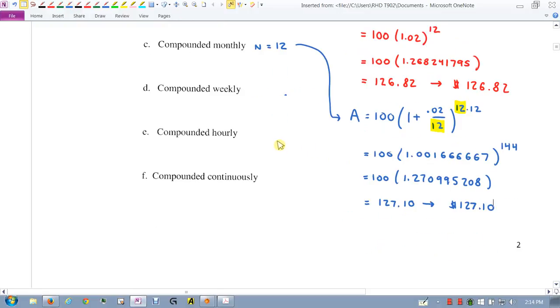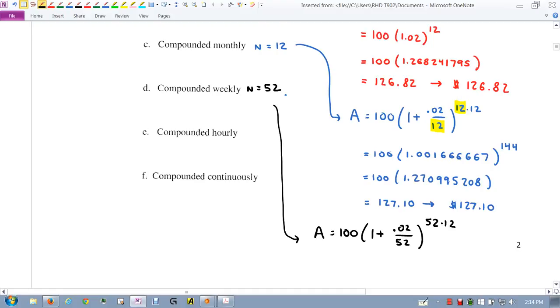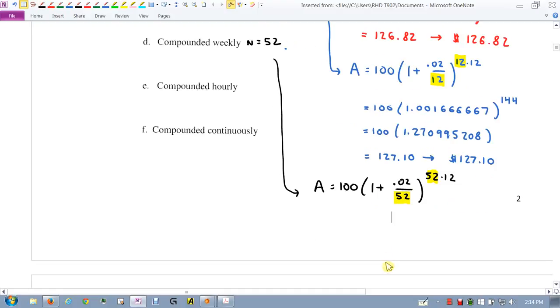All right, what about weekly? What's n going to be if we do it weekly? 52. We'll say 52 weeks a year. A equals 100. 1 plus 0.02 divided by 52 raised to the 52 times 12. Again, the only thing that changed was the 52.